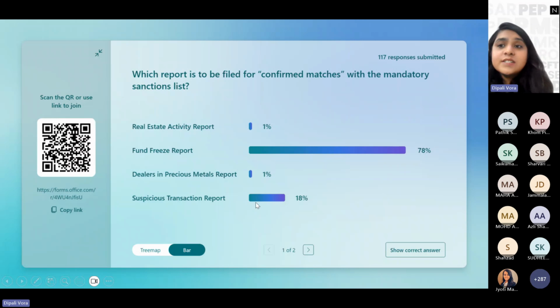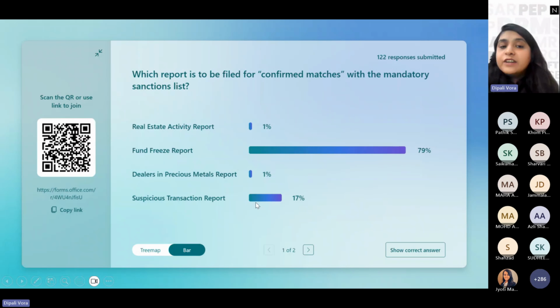Giving it a sanctions angle, if you come across a person who is sanctioned, or there is sanction evasion by any person with respect to other sanction lists, like, to give you an example, UK HMT or EU sanctions, in such cases a suspicious transaction report can be filed.